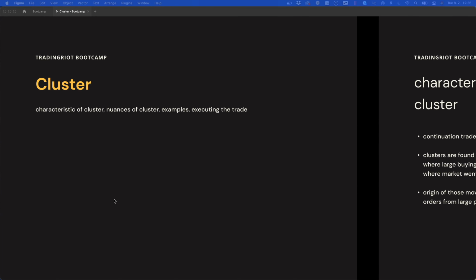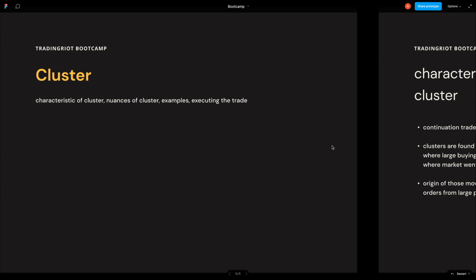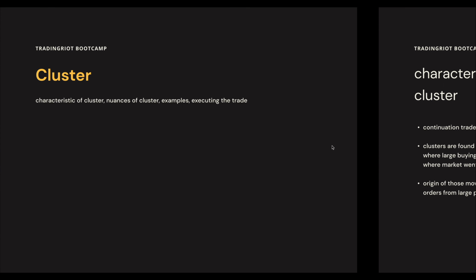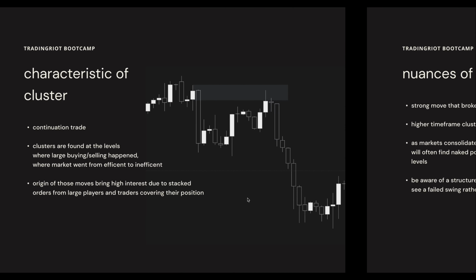The second execution pattern is a cluster. This is, once again, your supply and demand zones, your order blocks, your failure to returns, and so on and so forth. The cluster, in the vast majority of cases, is a continuation trade. They are found at the levels where large buying and selling happened and where the market went from efficient to inefficient. You can see it here on this example.